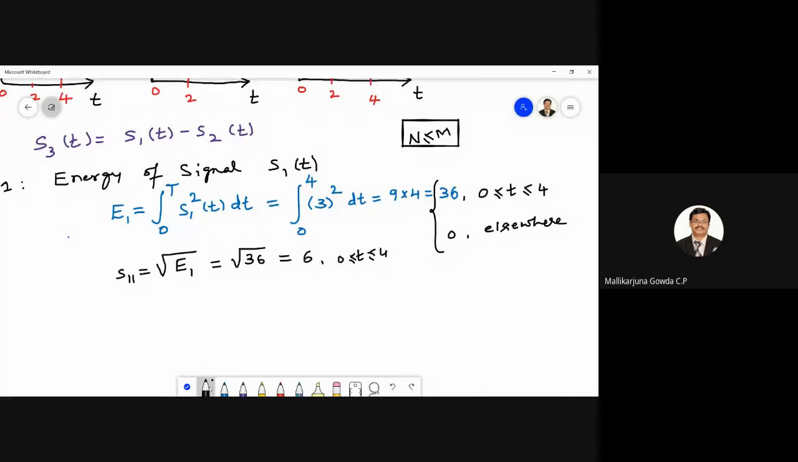Yes, Nagaveni, is it possible to say how do I define phi 1 of t? Nagaveni is there? Yes, sir. Can you tell me the expression for phi 1 of t? See, my goal is to find phi 1 of t, right? That is why I first found the energy of the signal S1 of t, right? What is the expression for phi 1 of t?